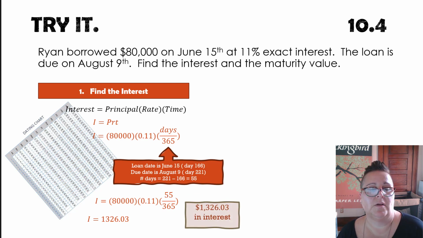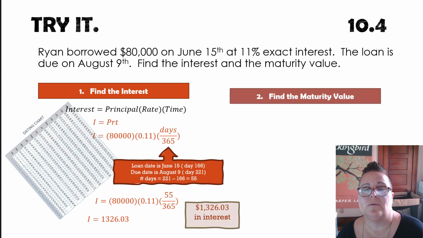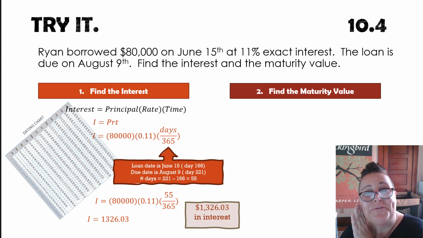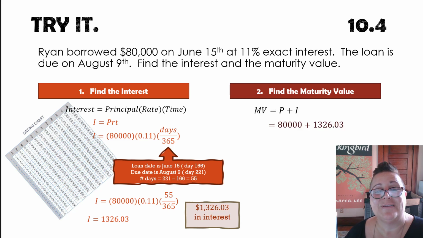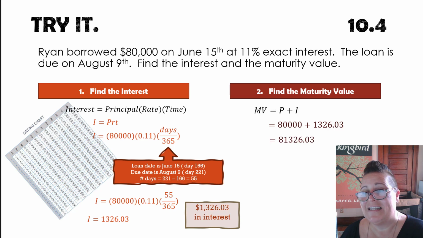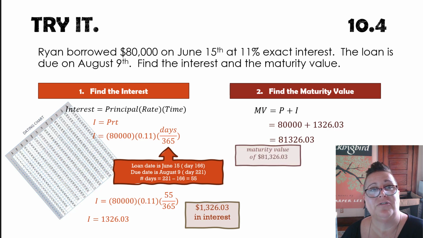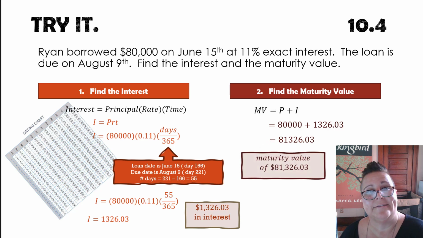Woohoo! Now, to find the maturity value, I've already found the interest. So I'm just going to add the interest to the principal. So 80,000 plus $1,326.03 gives me a maturity value of $81,326.03.